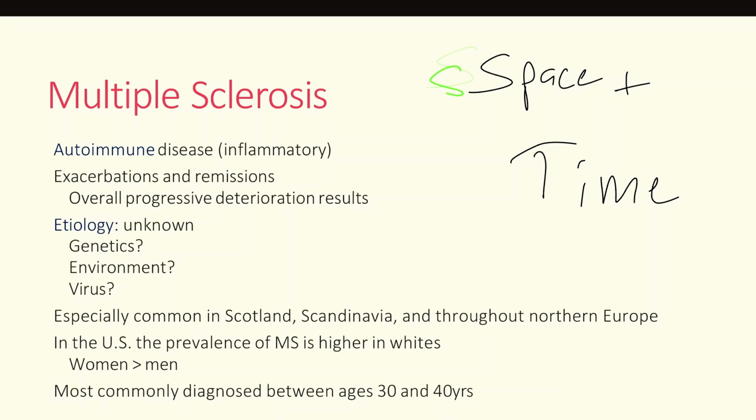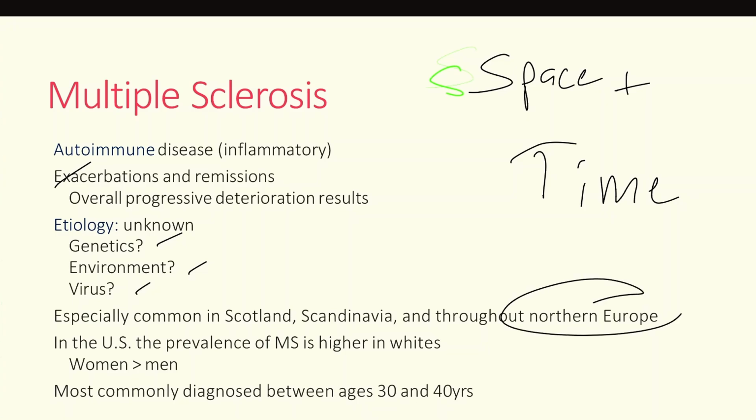Time. With multiple sclerosis, they have relapses and remissions. So they're going to be fine for a while, and then a new plaque will form. And when that new plaque forms, they get a new symptom. So they get exacerbations and remissions. It's an autoimmune disease. Etiology unknown as far as what causes MS, maybe genetics, environment, or a virus may be the underlying cause for it.